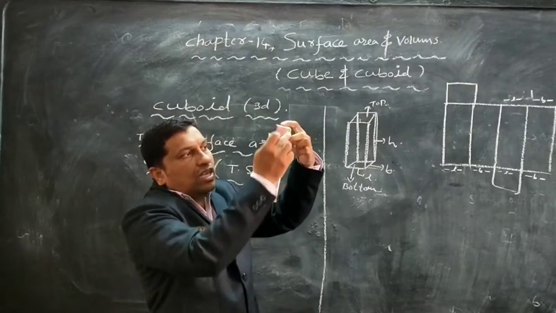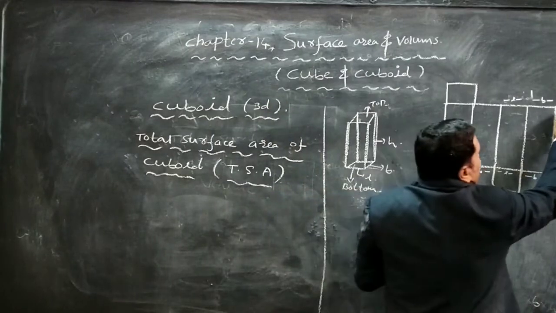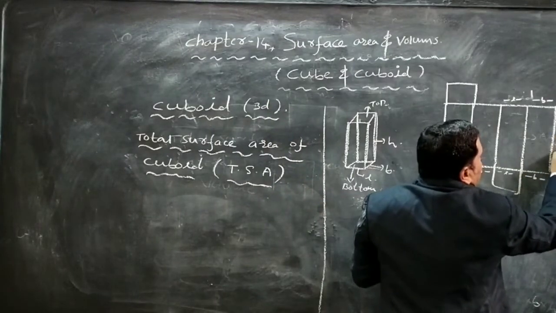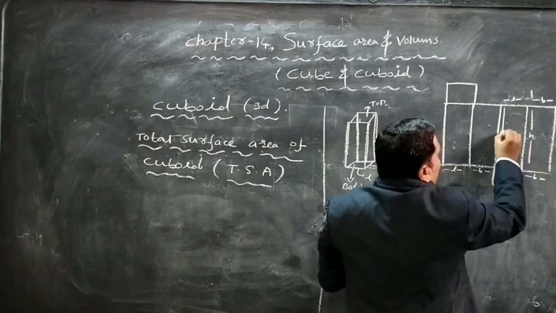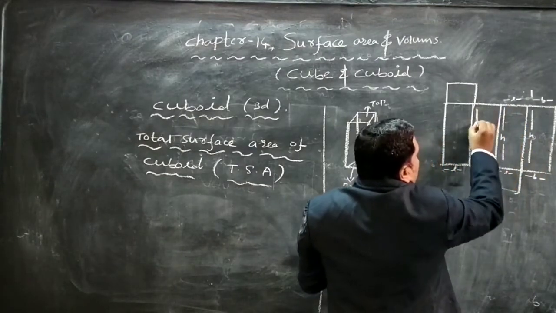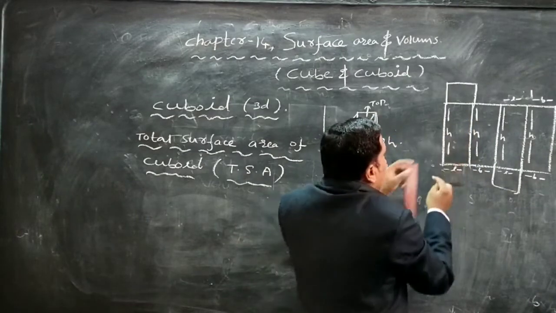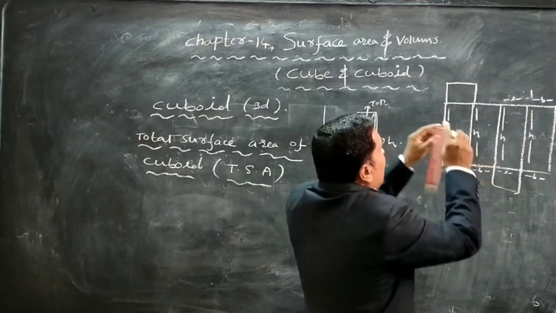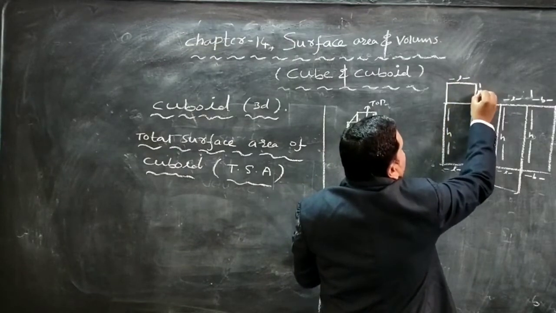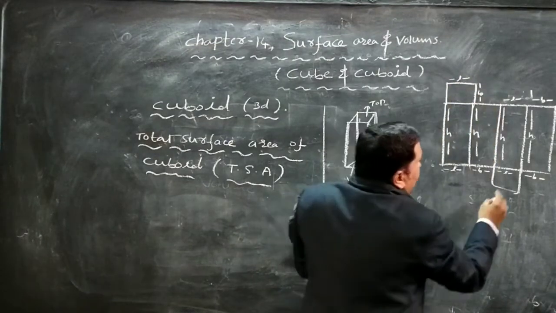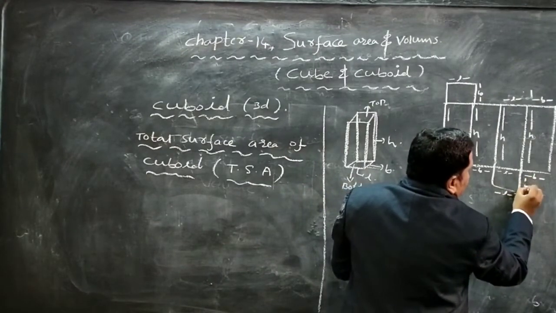1, 2, 3, 4. These corners are height. Means this is height, this one is also height, this one is also height of the toothpaste box. So again top and bottom: here this one is length and this one is breadth. Okay, this one is length means this is also length, this one is breadth.